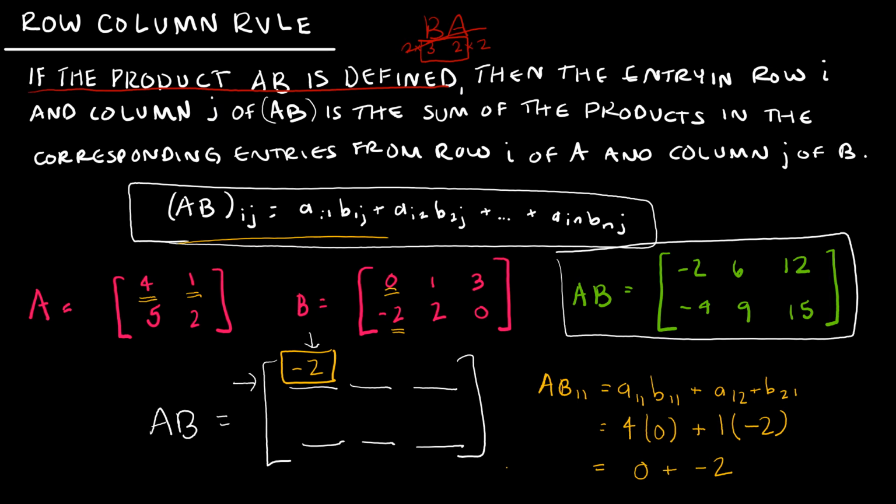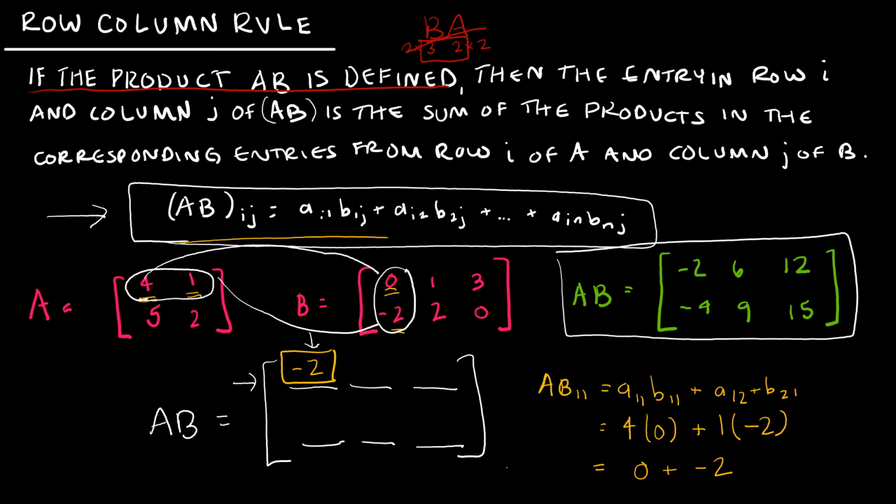Are you convinced? What actually happened is I'm looking at this row times this column. So this is exactly what we did in our previous example. And I'm taking the first entry times the first entry and the second entry times the second entry. And that's all this row column rule is saying.